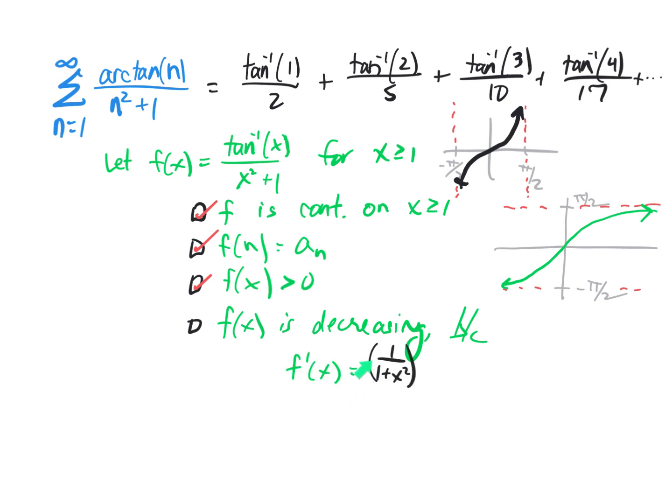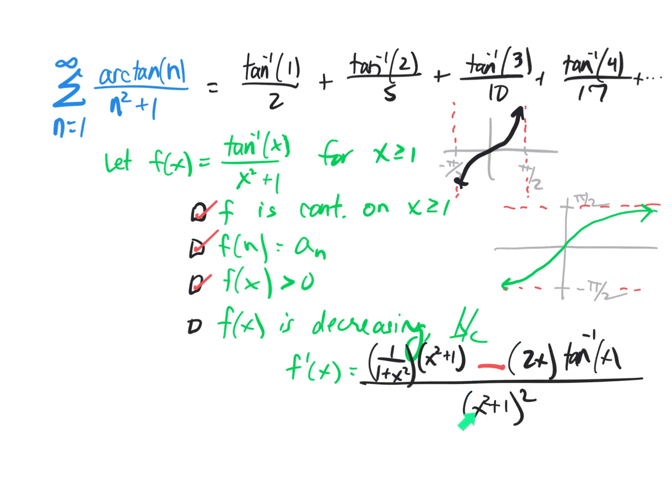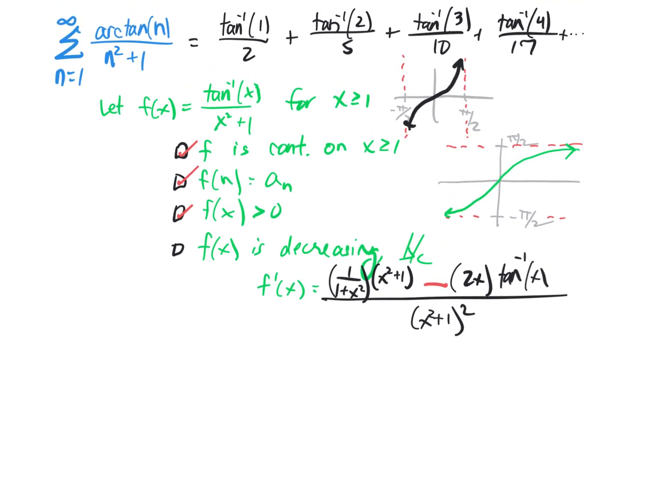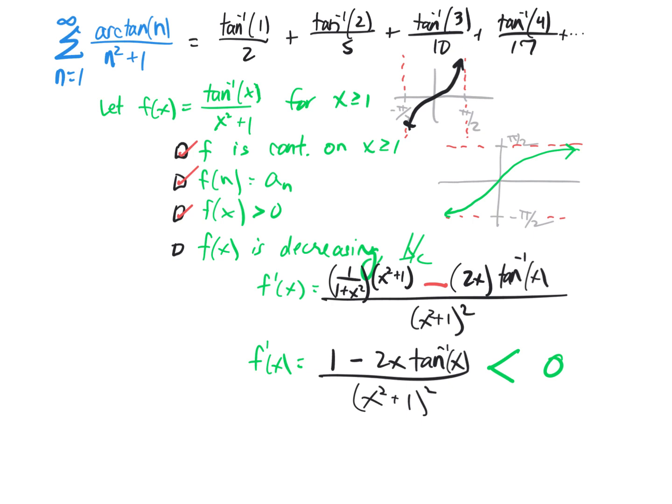The derivative of the numerator multiplied by the denominator, minus the derivative of the denominator times the numerator, all divided by the square of the denominator. This simplifies to 1. So here's our first derivative. The question is, will it always be negative? So let's ask that question. Will it always be less than 0?